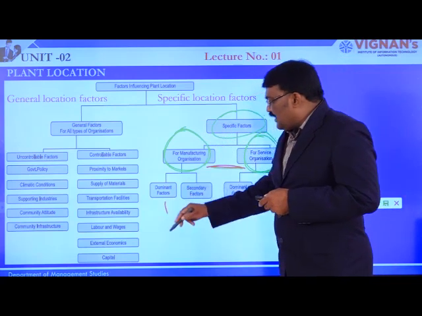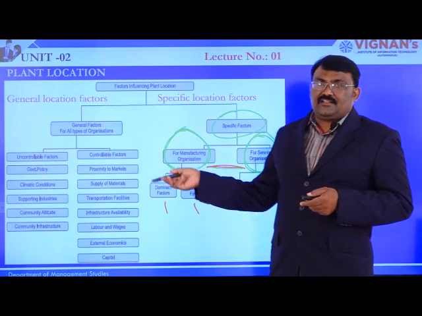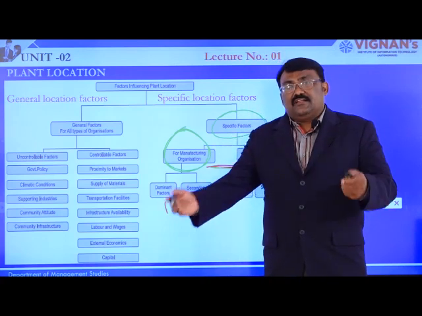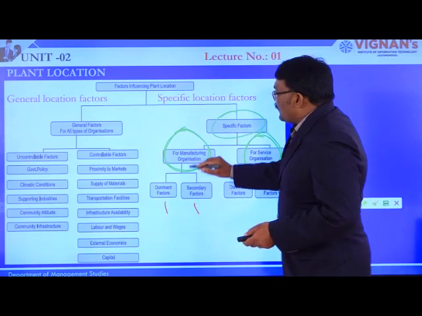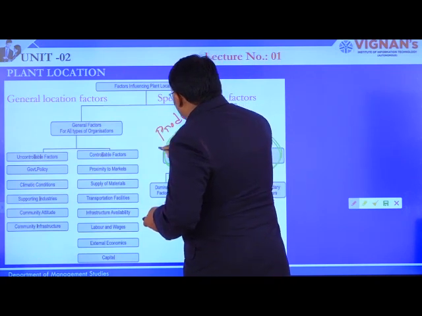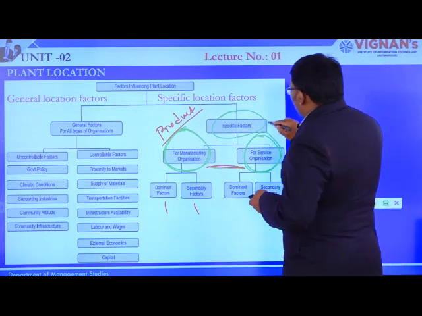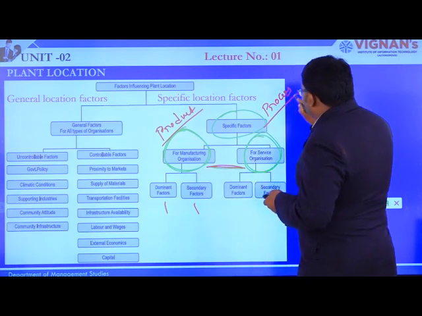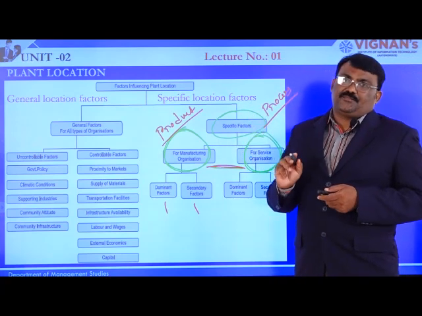And they have dominant factors and secondary factors. Similarly, we have dominating factors and secondary factors in a service organization also. They have a difference of application because in manufacturing we produce the product, and the location depends upon the product. Whereas in case of service we do the process. So, process will have a different kind of application in the service organization as such, right.